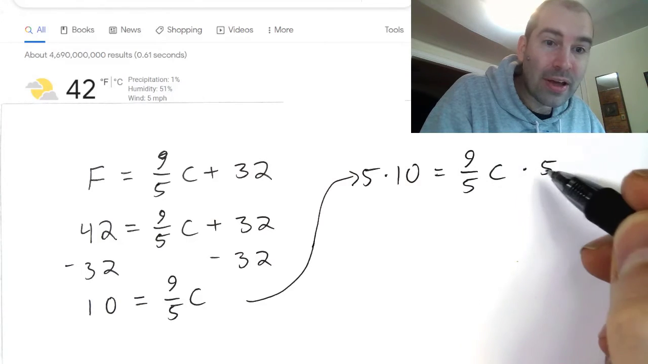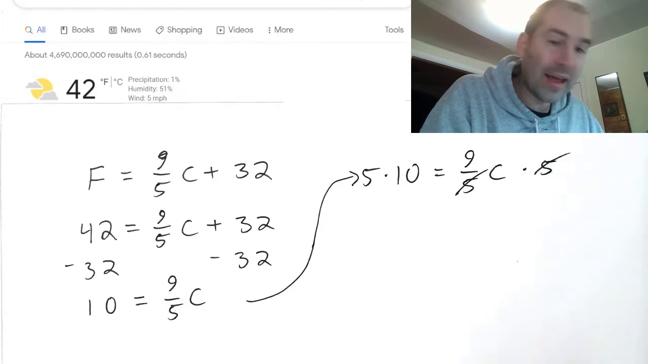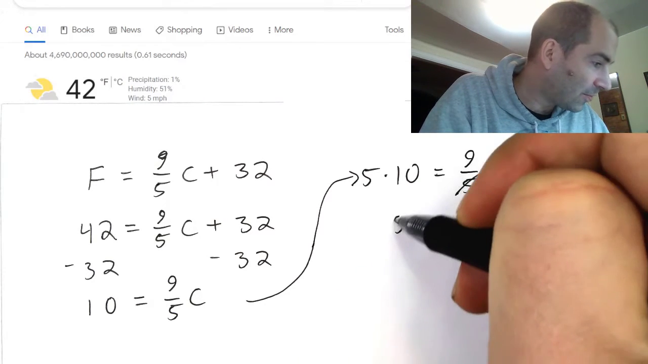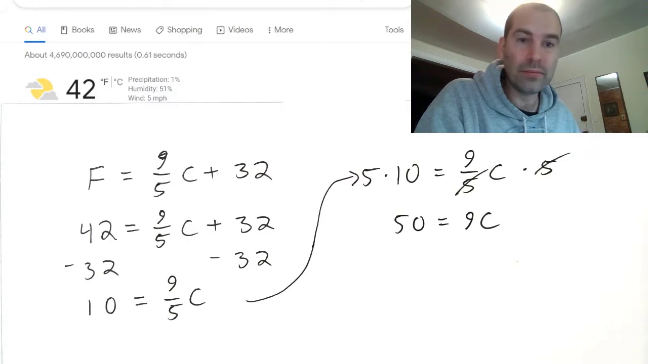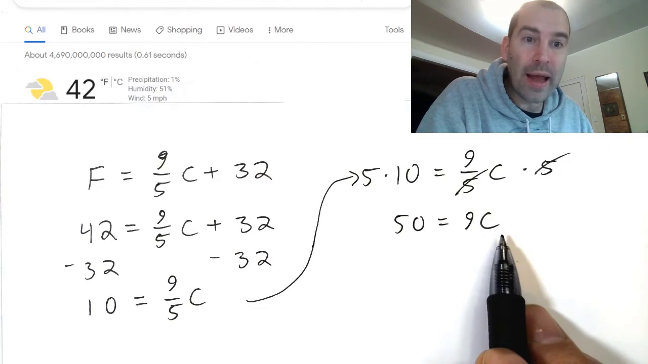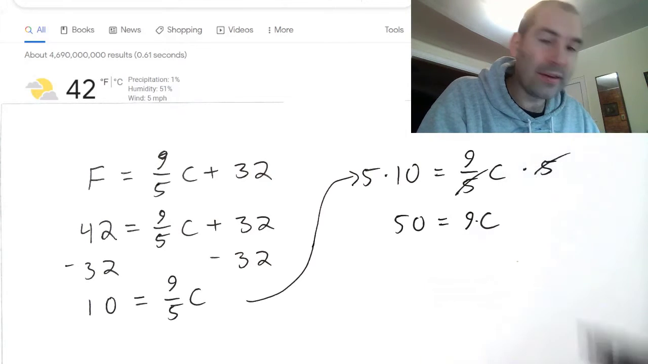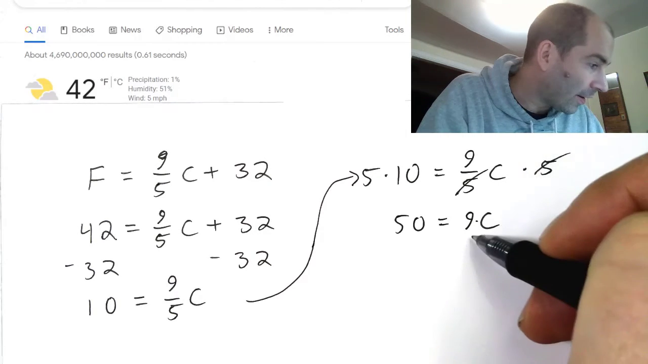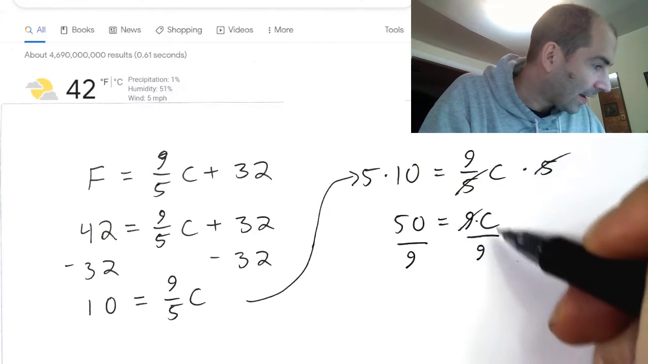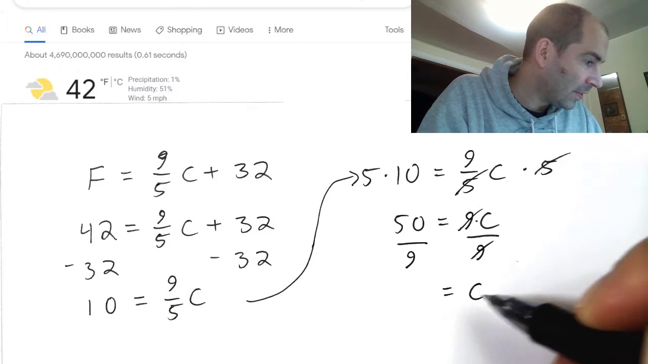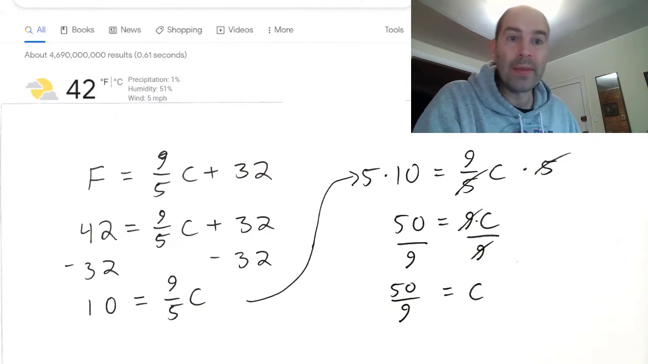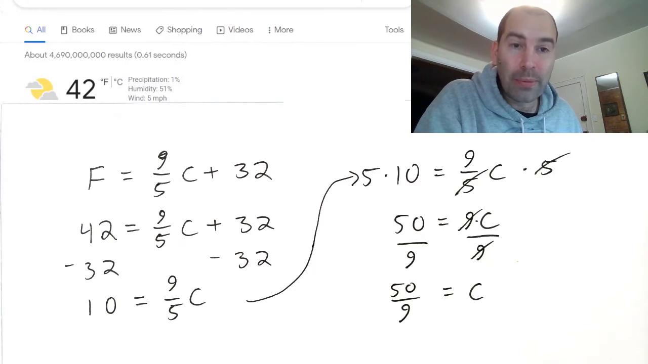If I divide by 5 and multiply by 5, nothing happens, right? So those cancel each other out. On the left-hand side, I have 5 times 10, that's 50. Now I want C by itself, so I want to get rid of the 9. If I'm multiplying by 9, to get rid of the 9, I'll divide by 9. And I do that to both sides. That cancels the 9's over here. And so C equals 50 divided by 9. That is an answer to our problem.